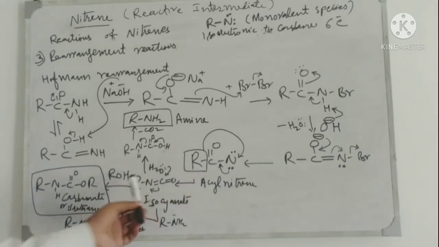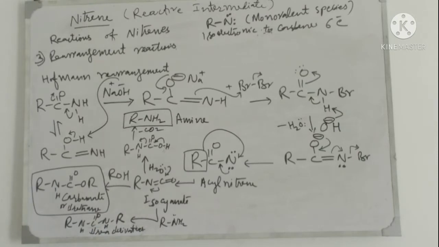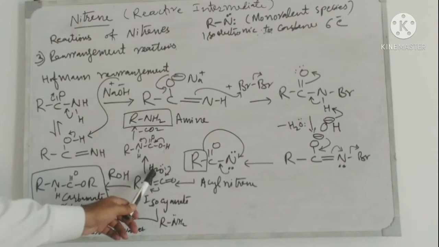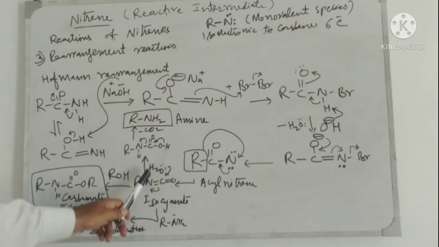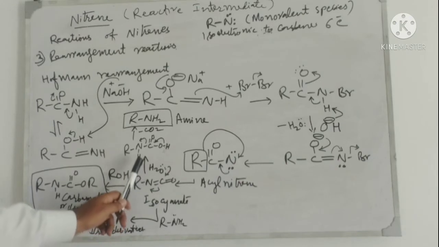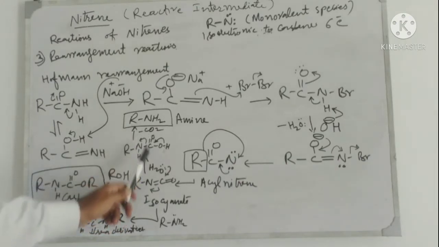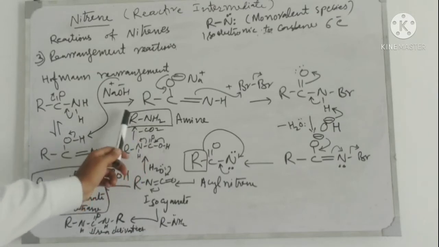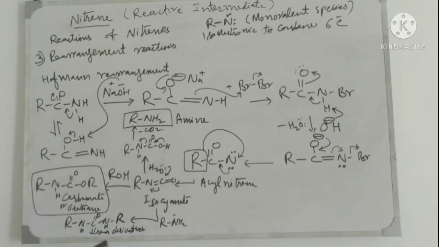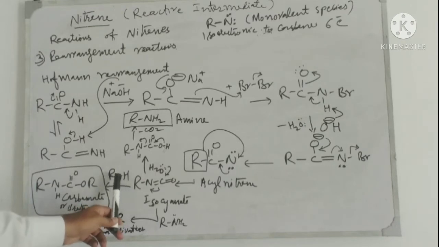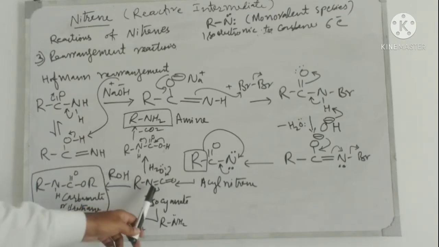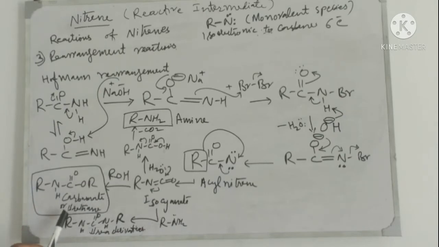This isocyanate can now react in three ways. If the solvent is water, then water reacts with the isocyanate, and with the loss of a carbon dioxide molecule, it forms the amine derivative. If any alcohol is the solvent, like methanol or ethanol, then this alcohol reacts with this isocyanate to form the carbamate or urethane derivative. Carbamate is also called urethane.